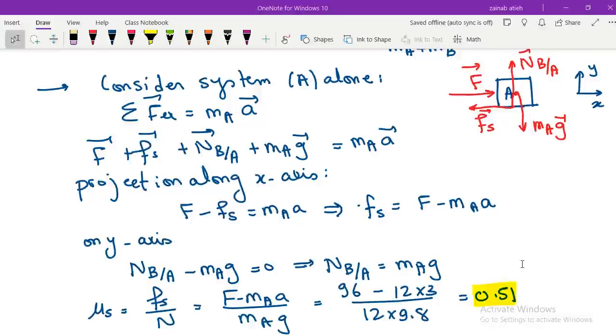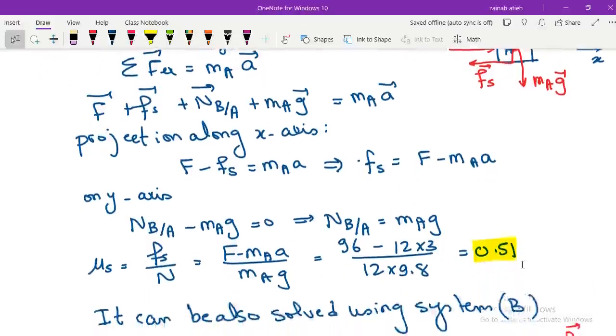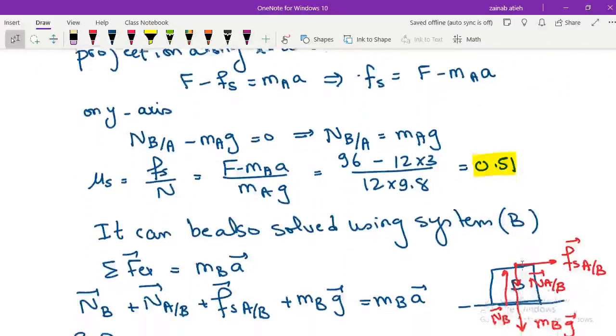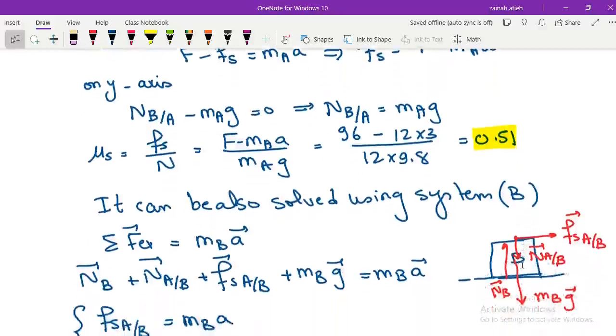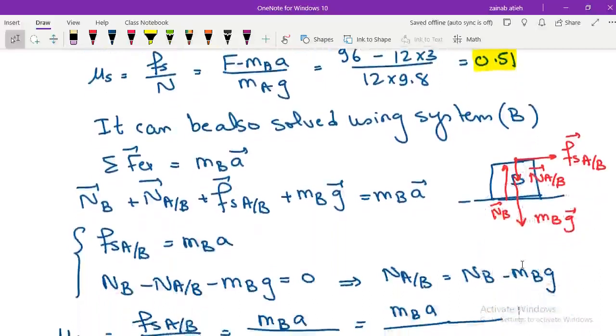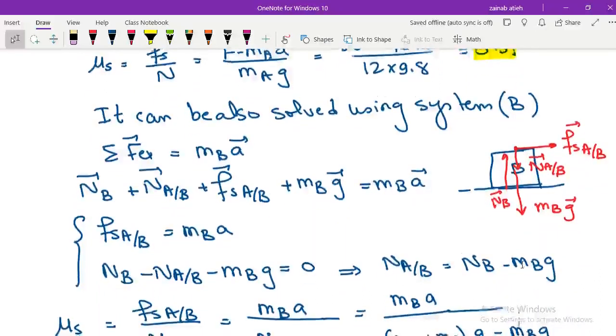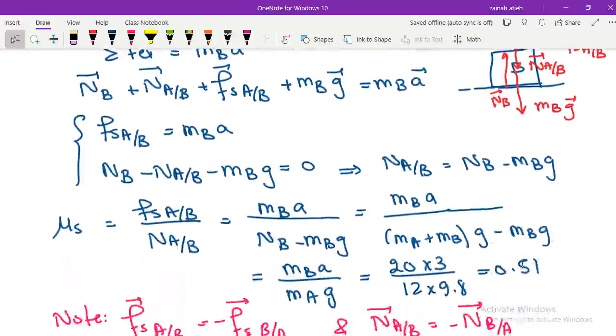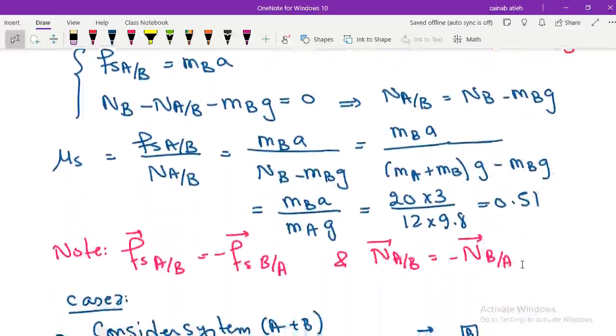And how do you know if you are wrong about the direction of friction? When you do the projection, if the value of the friction comes out negative, it's wrong, because we are always using the magnitudes of forces. So when I say Fs of A on B equals MB A, it means this F is the magnitude of the friction, so it must be positive at the end of the calculation.